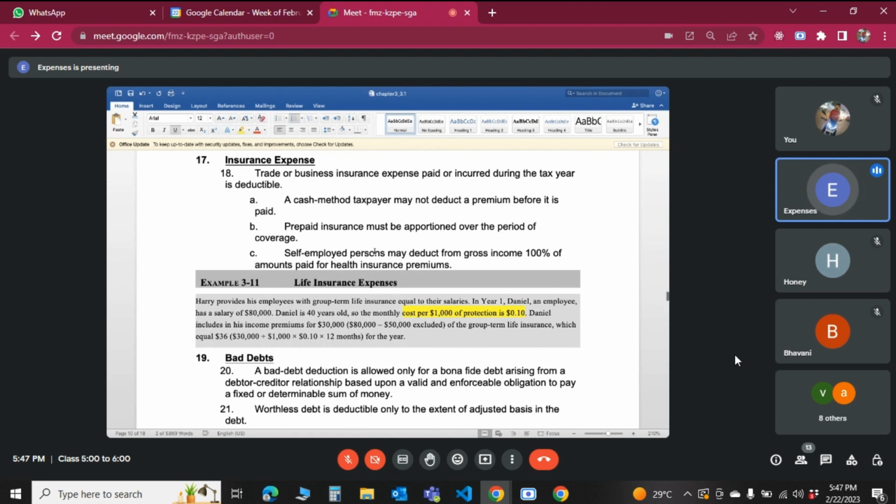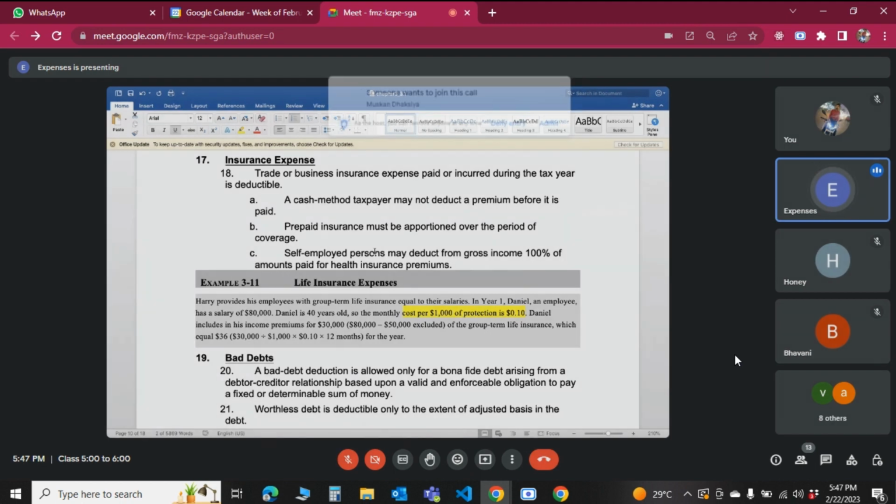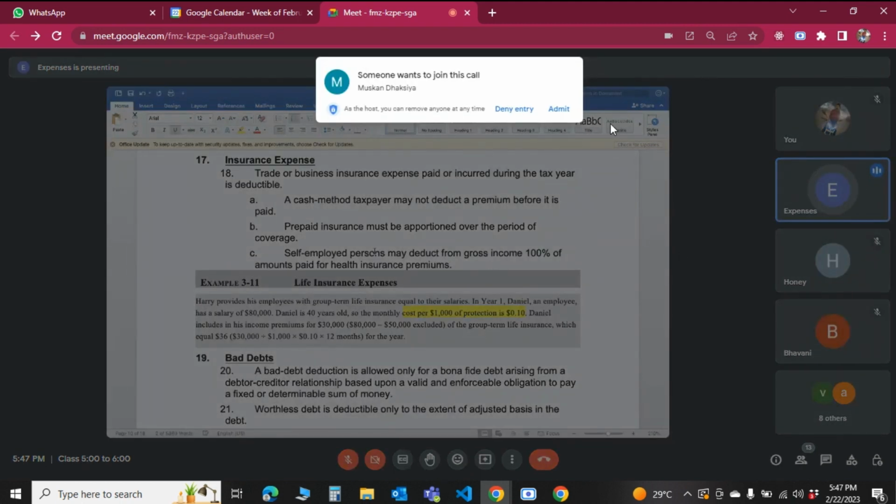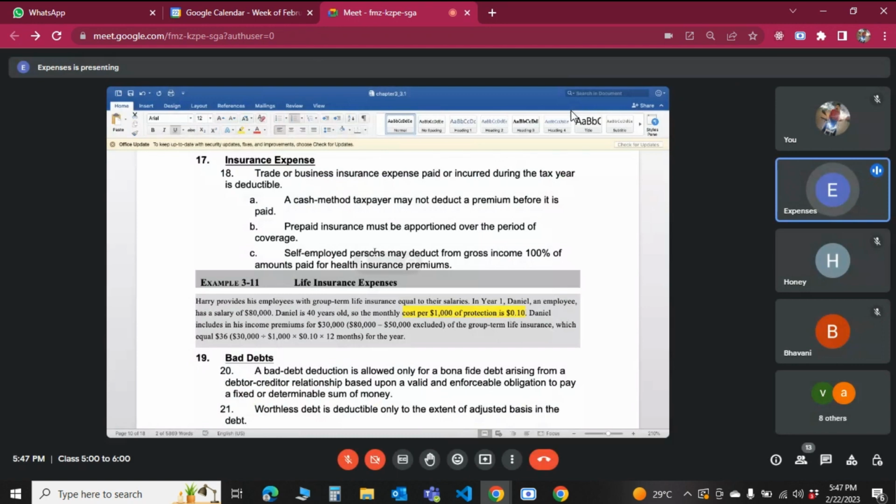Then there's something called self-employed person. This is called self-employed health insurance deduction. It's one of the line items on 1040. So if the person is self-employed, meaning if they have Schedule C, then they can deduct the entire health insurance premiums that they're paying for the family as well.